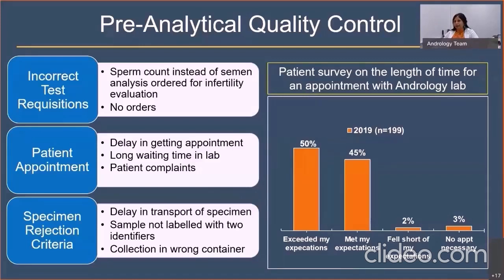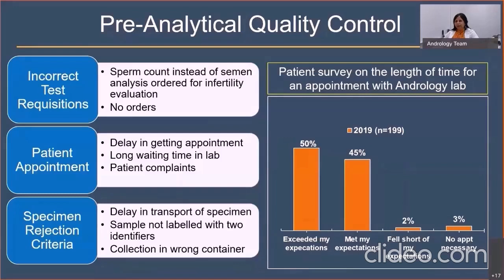On the right side, you can see a graph that I've depicted, which is a patient satisfaction survey on the length of time for an appointment within the andrology lab. We see that for 50% of the patients we exceeded expectations, and for 45% of the patients we met expectations. So this is an excellent result, with 95% of the patients being very satisfied in terms of getting the appointment.